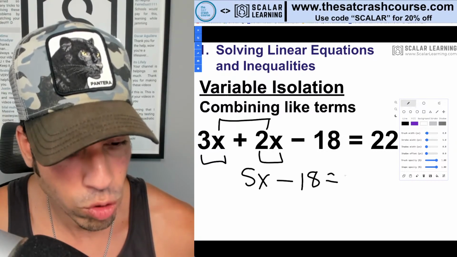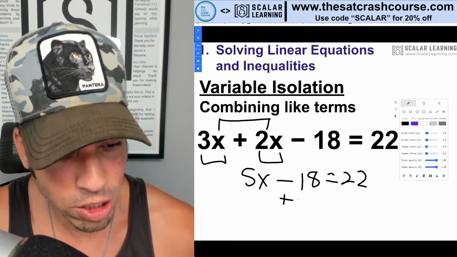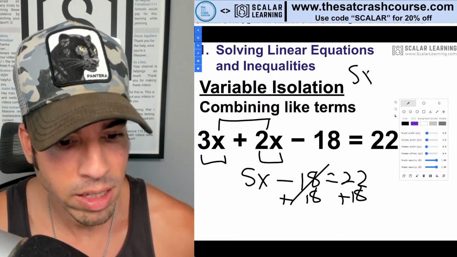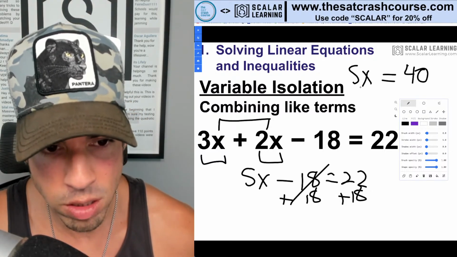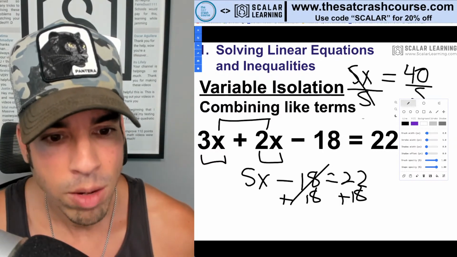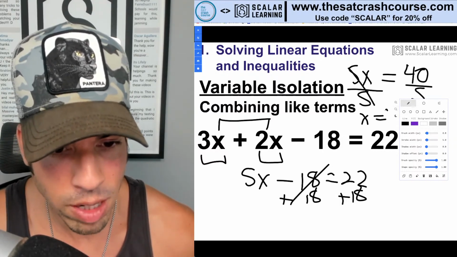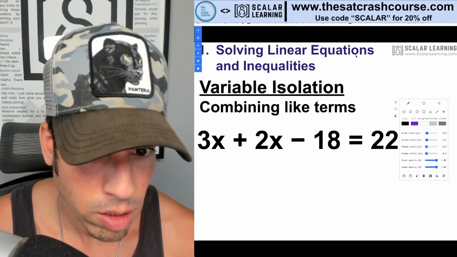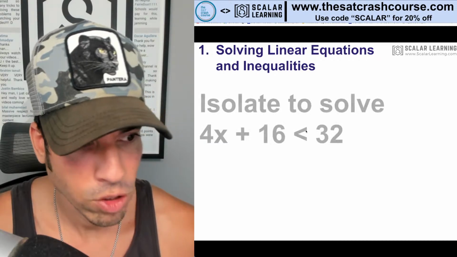5x minus 18 equals 22. Then we follow those same variable isolation steps. We add 18 to both sides, like so, boom. And we get 5x is equal to 22 plus 18, which is 40. Divide both sides by 5, boom, boom. And we get x is equal to 8 for the win, all right? So there is our combining like terms.